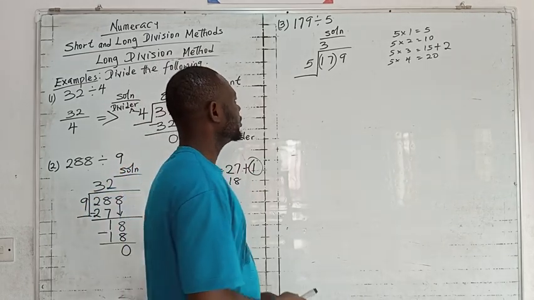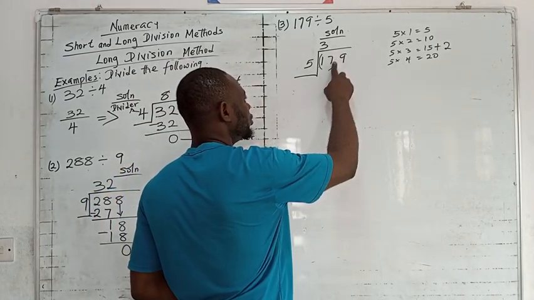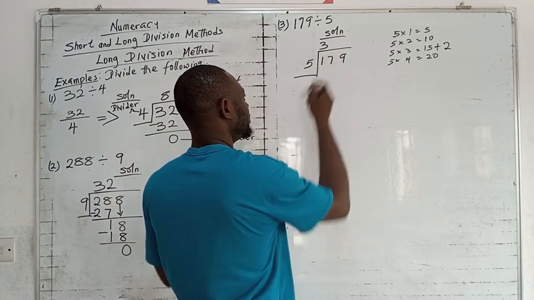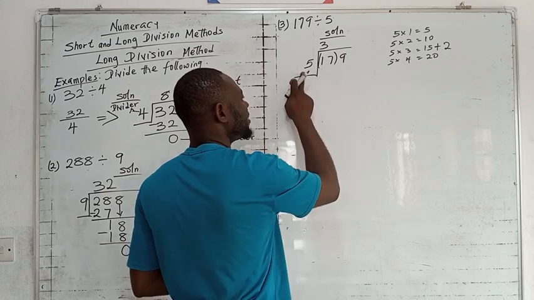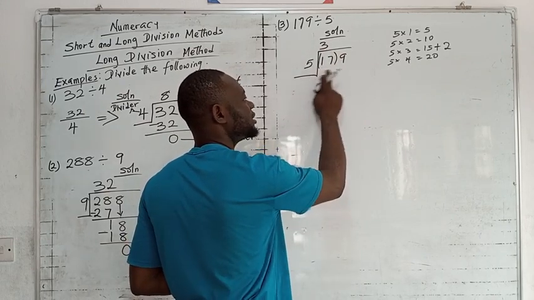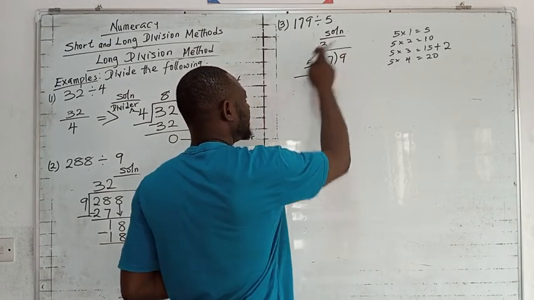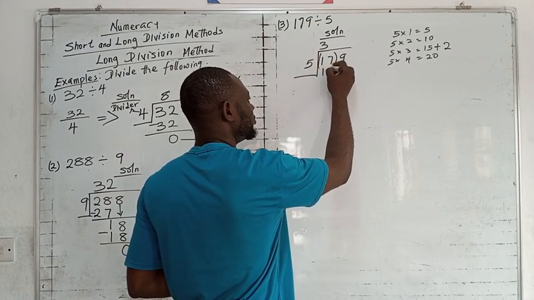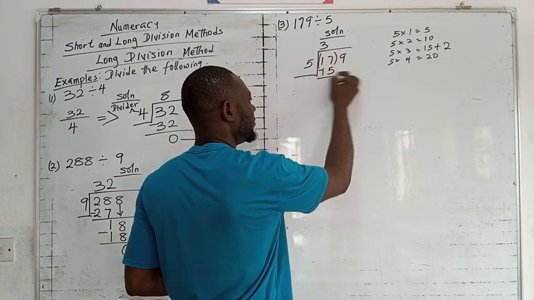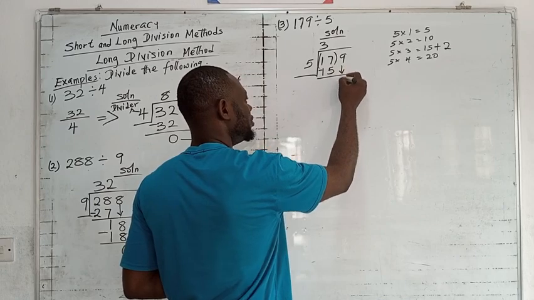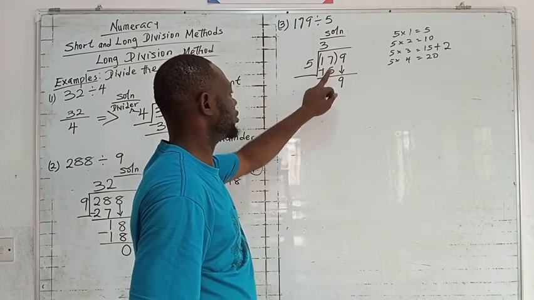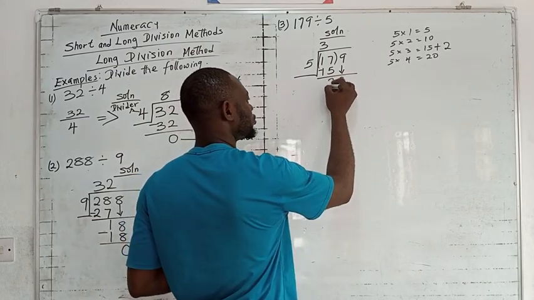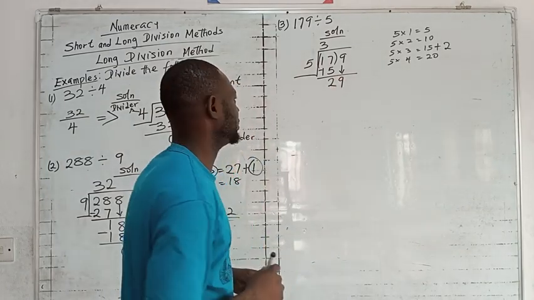Okay? Then what next do we do? We multiply 5 by 3 and subtract it from 17. 3 times 5, 15. Put it down here. And minus. What do we do to this 9? We bring it down. 17 minus 15 is what? 2. Now we have 29.